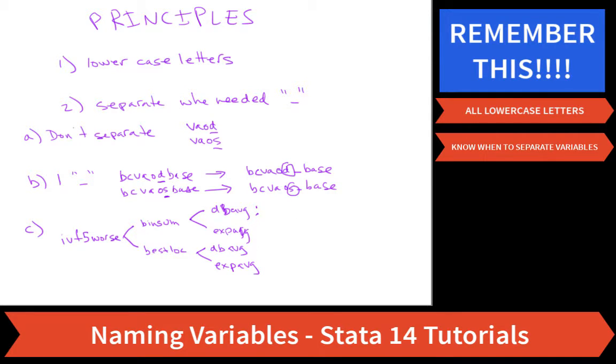So for example, this variable right over here, you might call IVF 5 worse, and then binocular summation, and then decibel average. So you have 3 parts, and this one is going to be IVF 5 worse, best location, exponential average. You say, well, these are really long variable names. Do you need something so descriptive? I would argue you do, and you don't actually have to write all these things out.